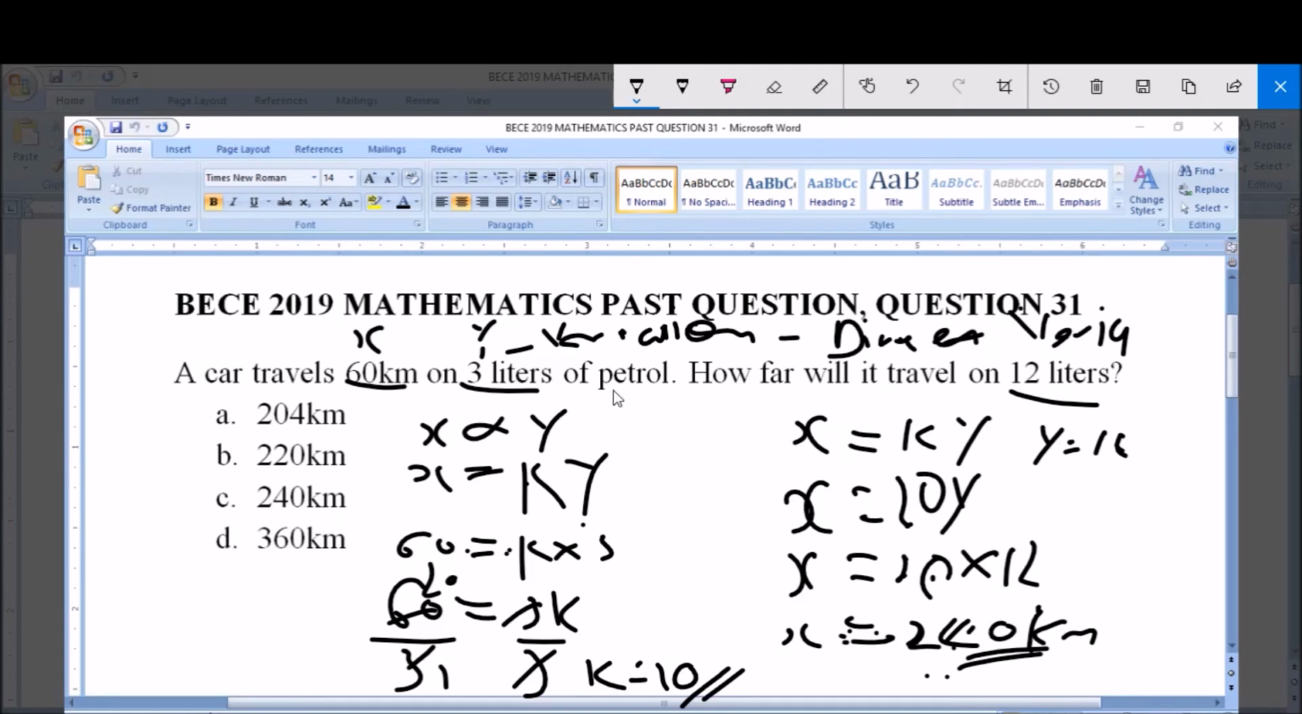Like I told you, it is a direct variation, so the distance traveled is directly proportional to the number of liters of petrol, and we introduce our constant. Since we are given that the car travels 60 kilometers on 3 liters of petrol, we find that our constant is equal to 20. Using this constant and the equation relating the constant, the distance traveled and the liters of petrol, we can find the distance traveled on 12 liters. Since our constant is 20 and the liters given is 12, X is equal to 20 times 12, which is 240 kilometers. So the car will travel 240 kilometers on 12 liters of petrol. So our answer is C.